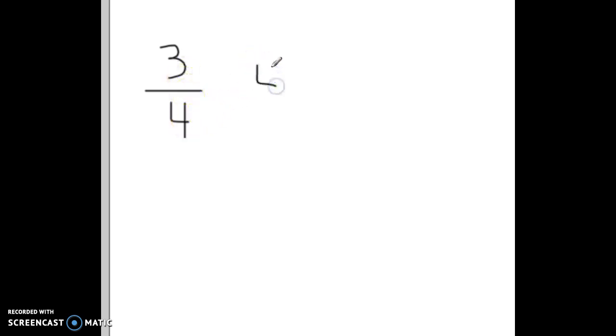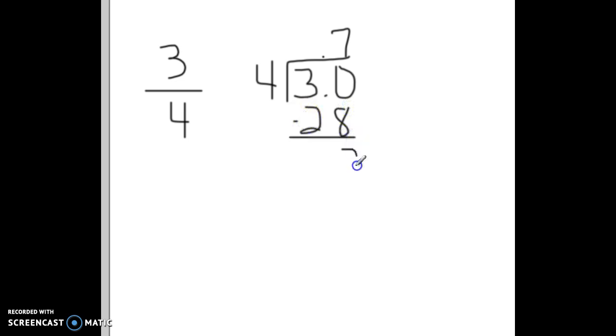So if we're dividing by 4, that will go on the outside, and the 3 will go on the inside. Immediately you notice 4 can't go into 3. So we're going to put a decimal and add a 0. How many times will 4 go into 30? It'll go in there 7 times. We subtract and we get a 2. Well, there's something else there, so we have to add a 0.